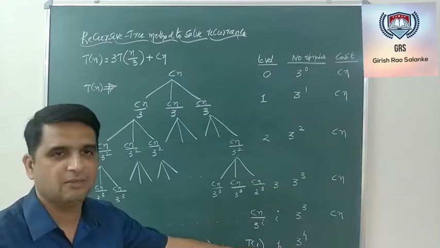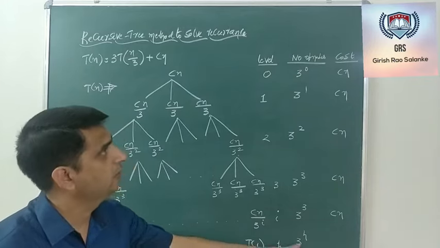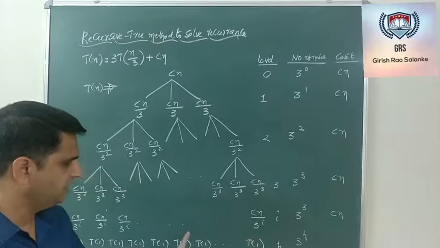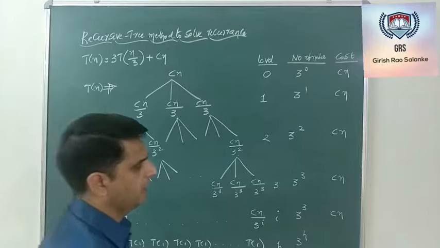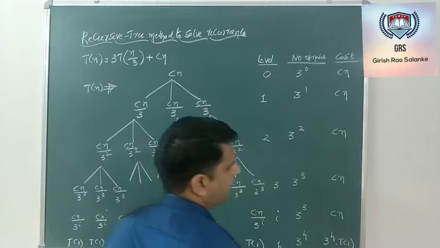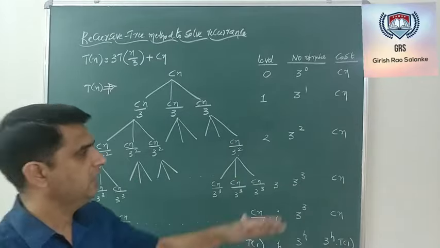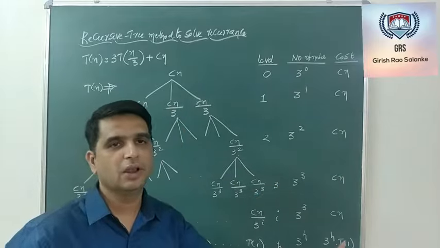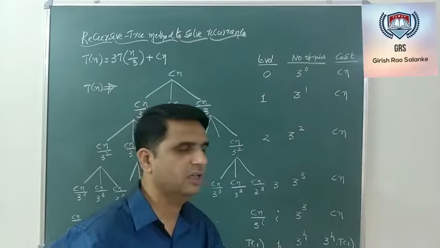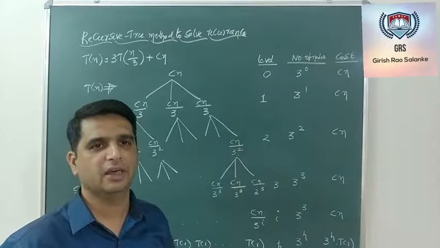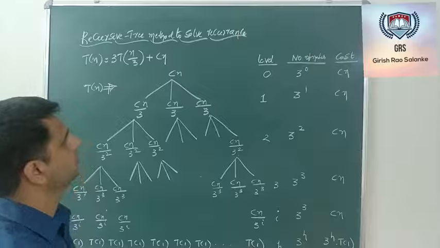Now at the last level, the number of nodes is 3 power h, and what is the cost of each subproblem? It is T of 1. Let me write it as 3 power h into T of 1. So this is the cost for each level. Now what is the total cost? If you find the summation of all this, it will give you the time complexity of this particular recurrence relation. Now how to find that?